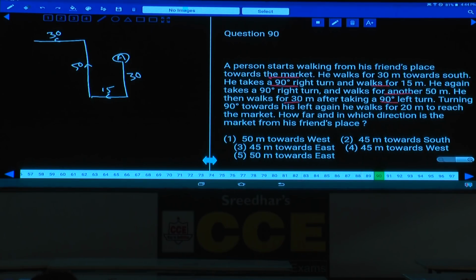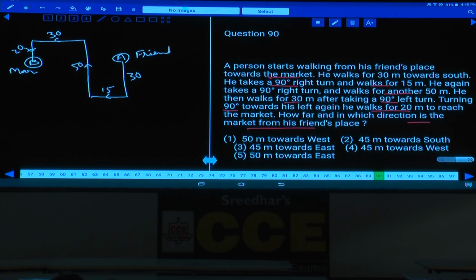Turning 90 degrees towards his left again, he walks for 20 meters. Turning 90 to his left again, he walks for 20 meters to reach the market. Now A is his friend's place and B is the market. Then tell me, what is the question here? How far and in which direction is the market from his friend's place?